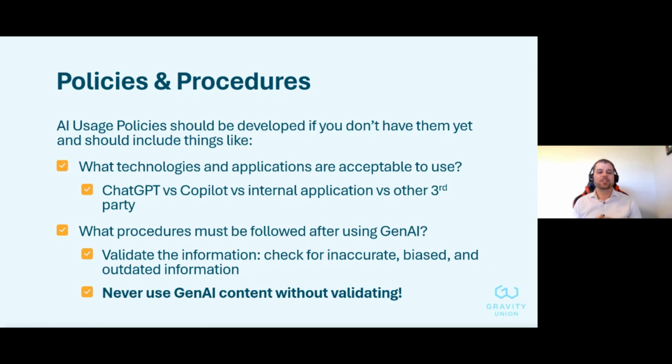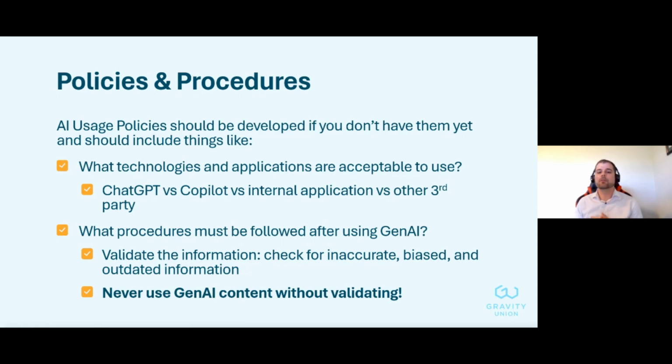So you also want to ensure that your procedures must be followed after using Gen AI, right? We need to validate that information and check for inaccurate, biased, and outdated information. Your employees need to be aware of this kind of stuff. We never want to just use Gen AI, copy paste it into an email and say, hey, we're good, it did all my work for me. There can be inaccurate information. There can be biases. The information might be outdated. It might have returned a response that isn't actually what you want.